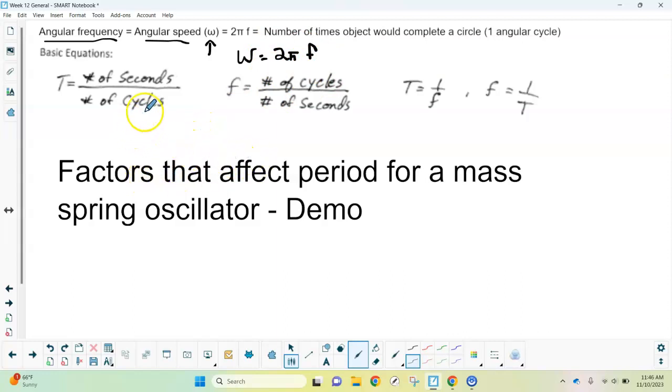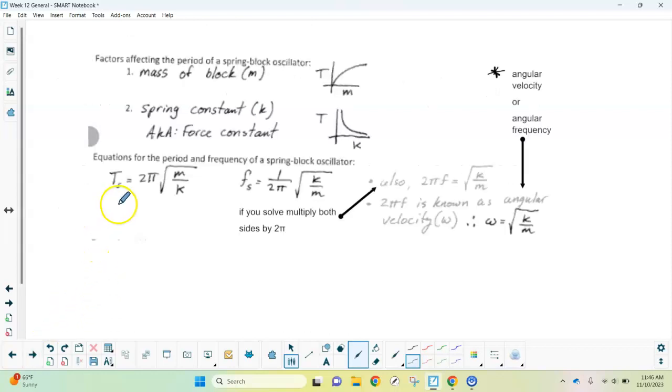Now, the factors that affect the period of a mass: I don't have the demo set up here at home, but we'll be doing that in class, so we'll come back to that. If you're probably watching this after we did it in class already, the factors are based on this equation. This equation is what we use to solve for the period of a mass on a spring, or a mass-spring oscillator. It's 2 pi square root of m over k. M is the mass that's actually on the spring. K is the spring constant of that spring.